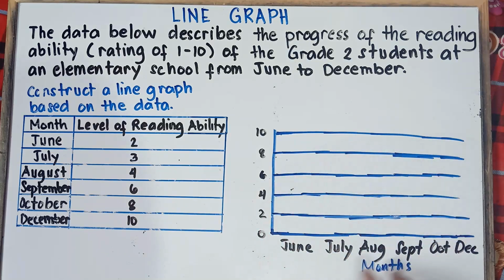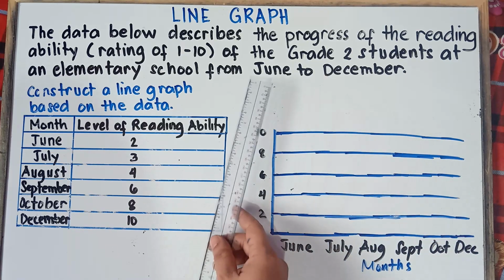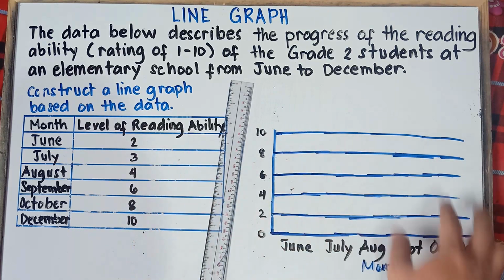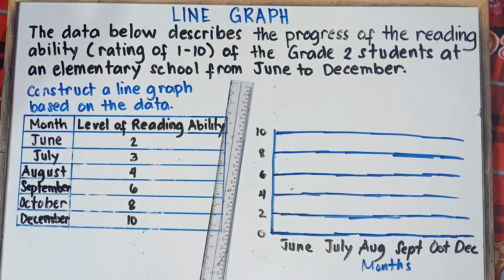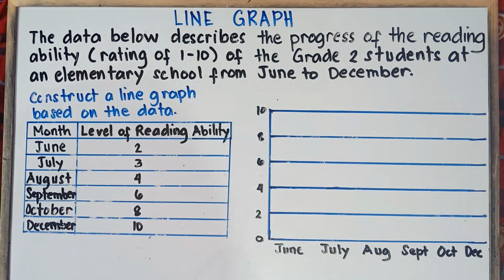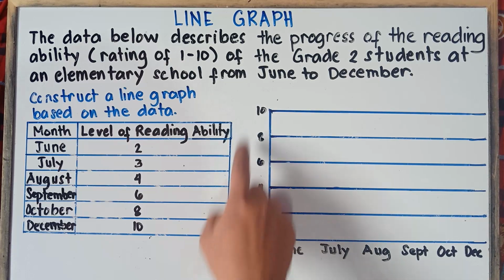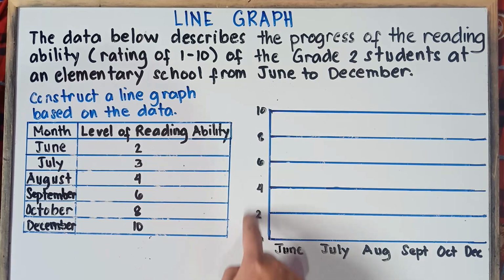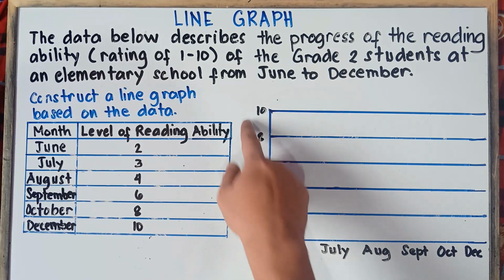Alright, so let me just draw again our graph, class, using a ruler, and then later on, class, we will plot the following frequencies with regards to our table. Alright, so we already have our table class. So once again, this will be the categories, horizontal line. So we have June, July, August, September, October, and then December. Our categories, there would be months. And then level of reading ability, this will be our frequencies. So our guide, we have 0, 2, 4, 6, 8, and then 10.